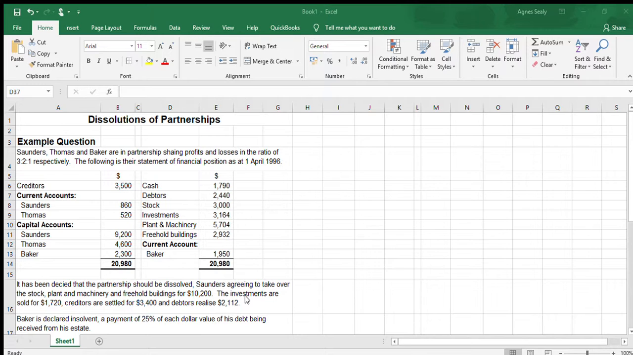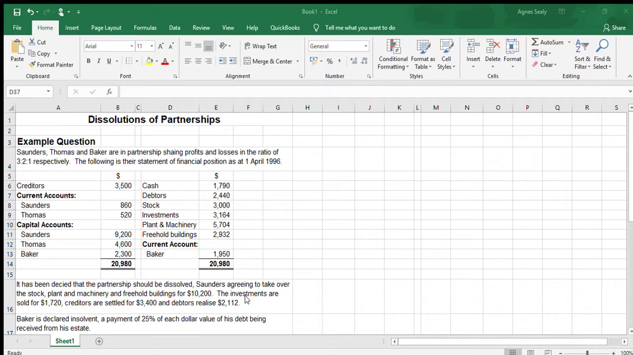Thirdly, any assets that the partners take over, because we may have a situation where a partner may decide that they are going to take over some of the assets, which means that the business does not receive any money at all for these assets. So any assets that are taken over by the partner without payment, you would have to debit the partner's capital account for the value of the asset they're taking over, and credit the realization account for that same amount as well.